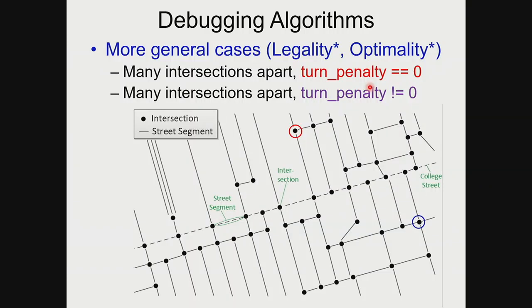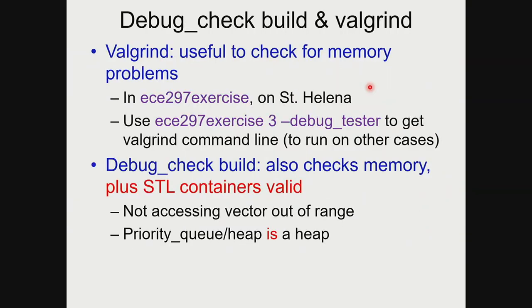So again, test first with term penalty 0, and once you know that this is working fine, go ahead and test with the term penalty not equal to 0. There are also extra unit tests for Valgrind in order to make sure that you don't have any memory issues. The Valgrind test is useful to check for memory problems. In ECE297 exercise, it's running on St. Helena as well, similar to milestone 1. You can also use ECE297 exercise 3-dash debug tester to get the Valgrind command if you want to test it on some larger map, or if you found an issue that it's going out of memory or something. The debug check build is also important in this case.